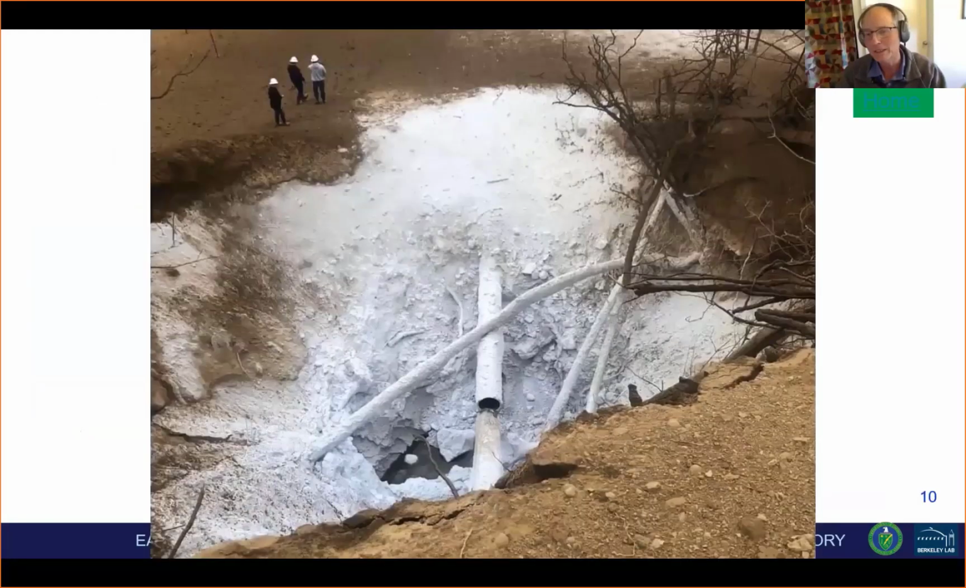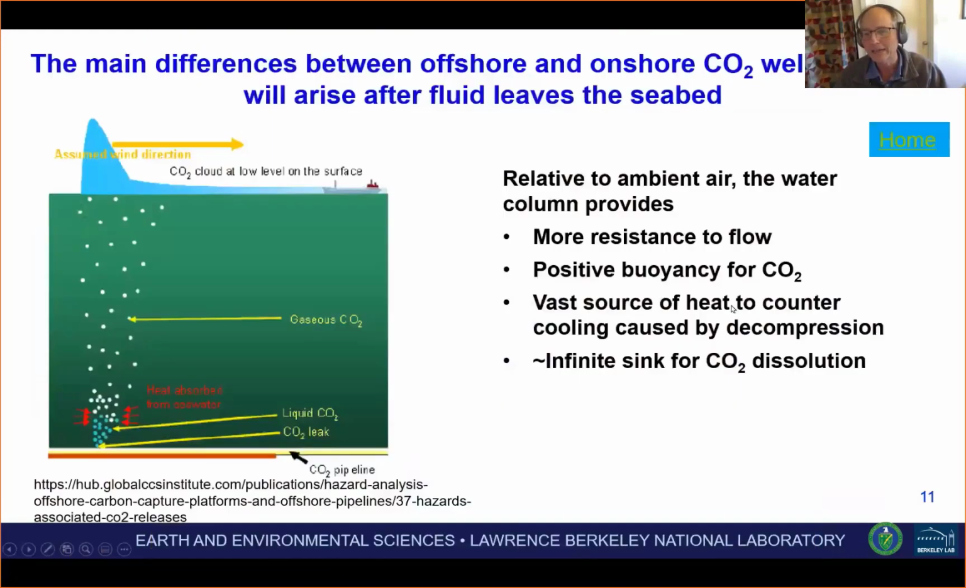It's a big difference between seawater and air, I would say. Remember what I said here, that there's just this vast source of heat in the seawater to compensate for decompression cooling, and there's very effective heat transfer provided by water to that decompressing CO2. You saw my temperatures were like 8 degrees C and 13 degrees C. So there is decompression cooling, but the seawater, I believe, is able to provide heat to keep it from getting into these conditions like dry ice or hydrate type conditions.